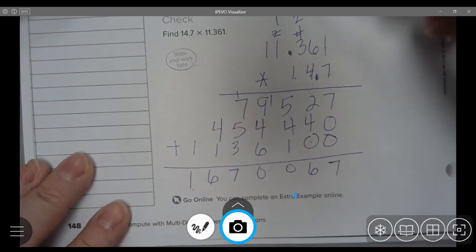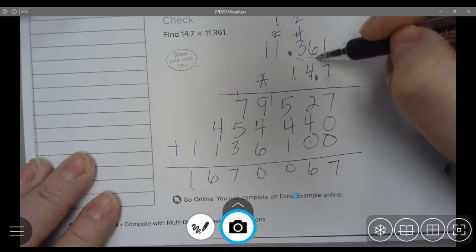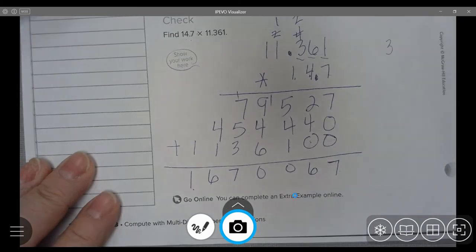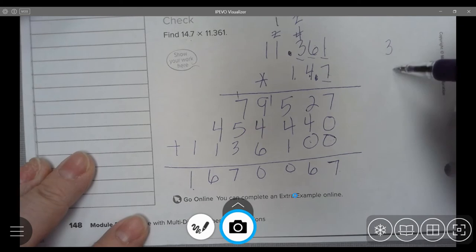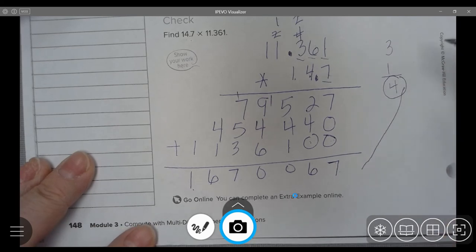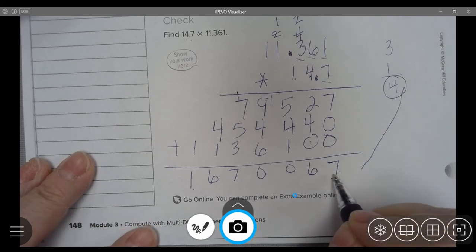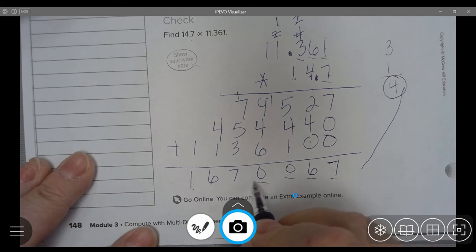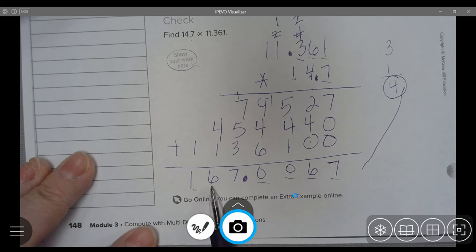But remember, we had some decimal points up in the original problem. So I need to go back and look, and I have 1, 2, 3 numbers to the right of the decimal point, and I have 1 number to the right of the decimal point in the second number. So that means I need to have 4 numbers in my answer that are to the right of the decimal point. So I'm going to go 1, 2, 3, 4, and then in front of that put the decimal. So I would have 167 and 67 ten-thousandths.